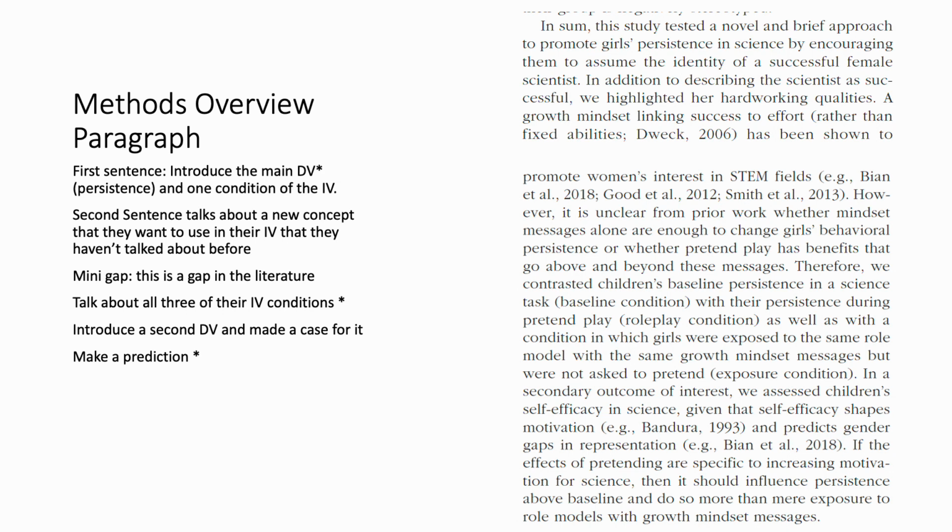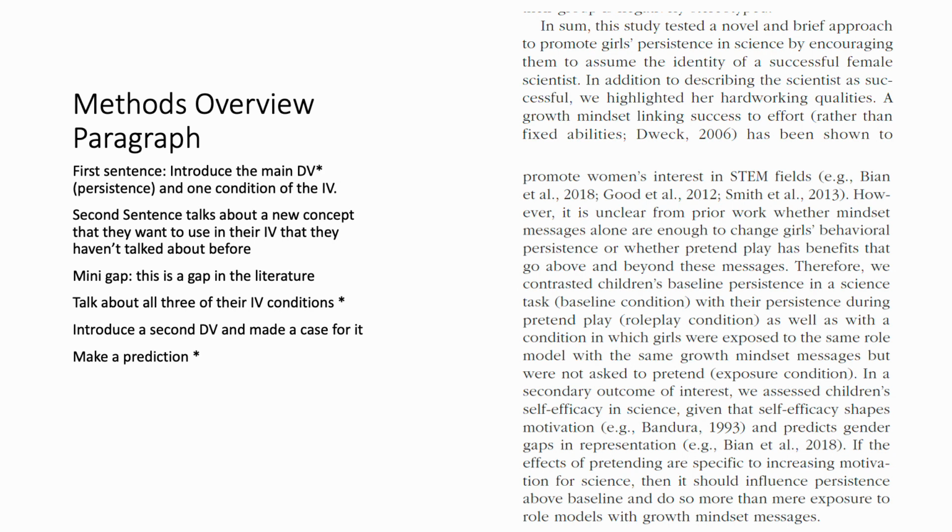The first sentence introduces the main dependent variable and the overarching idea of the study. So the general overarching principle of the study is presented in the first sentence. It's like, in sum, this study tested a novel approach to promote girls' persistence in science by encouraging them to assume the identity of a successful female scientist. That's kind of like the take home of the method, but it's the bigger picture. It's like we're using this intervention to improve persistence. So it's describing your IV-DV relationship in a very specific way that promotes your method as valuable.